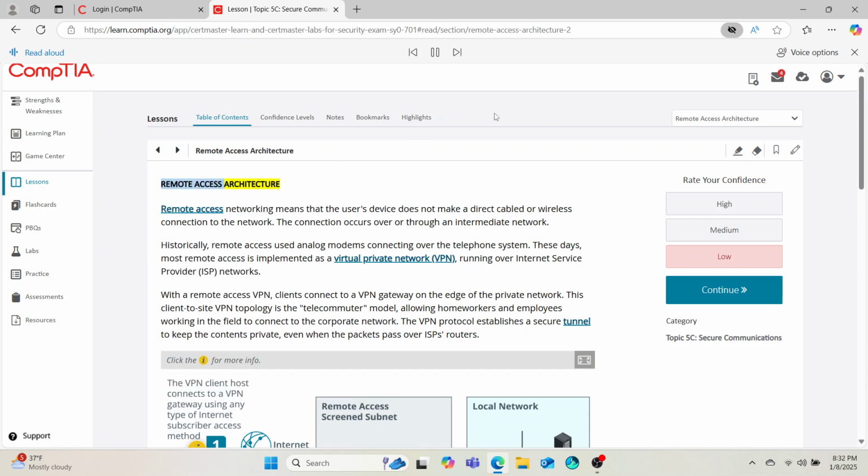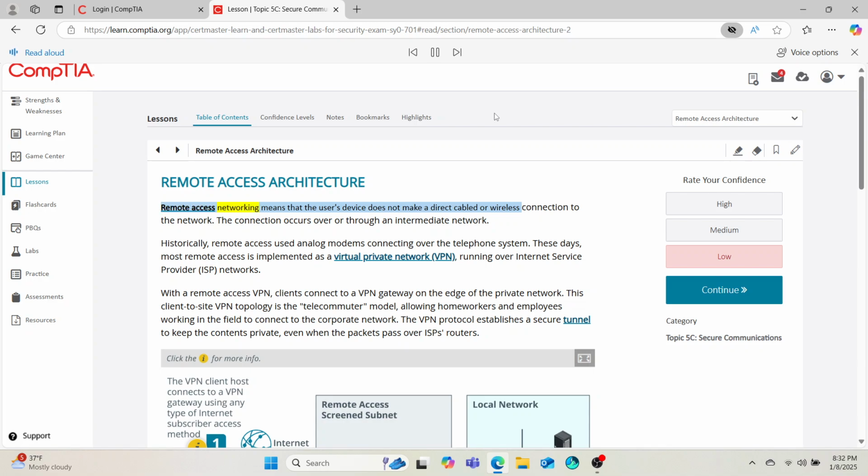Remote access architecture. Remote access networking means that the user's device does not make a direct cabled or wireless connection to the network. The connection occurs over or through an intermediate network. Historically, remote access used analog modems connecting over the telephone system. These days, most remote access is implemented as a virtual private network, VPN, running over Internet Service Provider, ISP, networks.